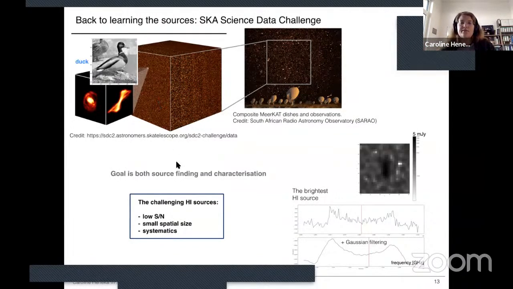So here we look at the data cube that was provided during the SKA Science Data Challenge, the second one, in order to search for H1 sources and characterize them. There are some pitfalls: low signal to noise, small spatial size, and relatively many systematics still present as residuals in the cube. And here I just show the very brightest source out of 100,000 in this cube as an example.